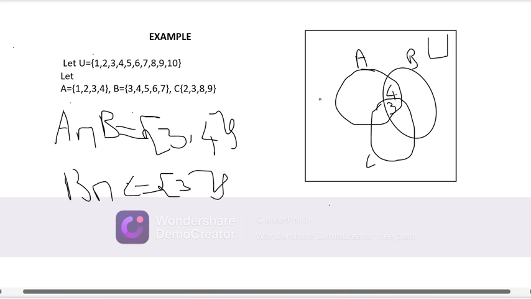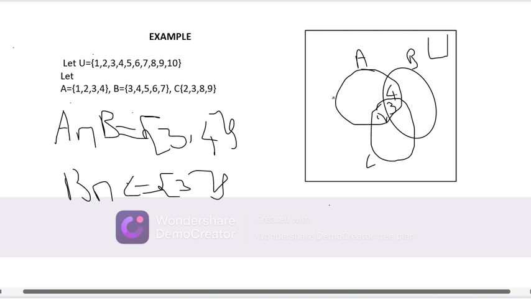What about B and C? What's common? 3, only 3, and we have put it already. 4, no. 5, no. 6, no. What about A and C? In A and C we have 1, 2. They have 2, so we put 2 here, common to A and C. What about 3? It's already there. What about 4? 4 is not there. Now B and C, I said it's only 3. That's all.